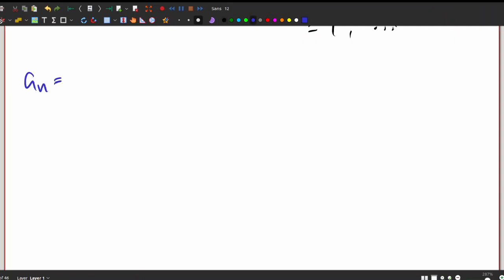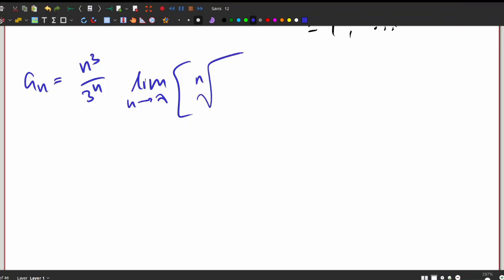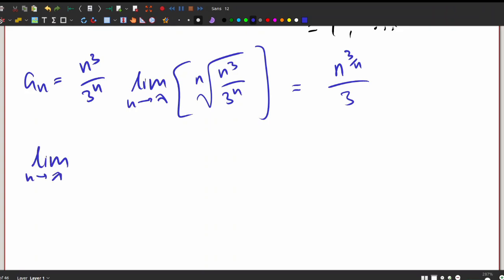Let's say that a of n is equal to n cubed over 3 to the n. So we have to take the infinite limit, so as n approaches infinity, of the nth root of n cubed over 3 to the n. Now, 3 to the n, nth root is just 3, so I'm going to simplify this down to n to the 3 over n, over 3. Now, this 1/3, we can just take aside since it's just a coefficient, so we'll take it out of the limit. So now what we have is the infinite limit of n to the 3 over n.